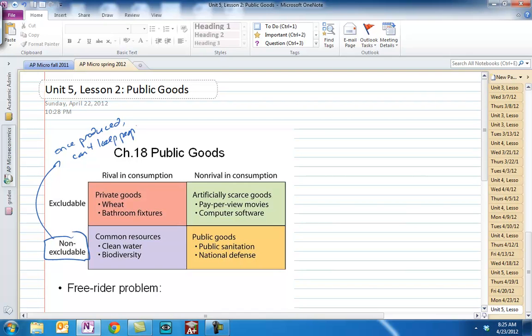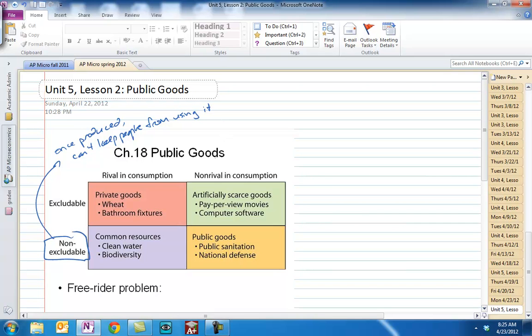I guess you could put a fence around your sidewalk if we wanted to. I guess it's illegal to do that. Technically, you could keep people off the sidewalks and make them pay for them, but it'd be pretty hard to make people pay for their use of the sidewalks. Have toll booths, and somebody monitoring that. So once produced, you can't keep people from using it. That makes it non-excludable.